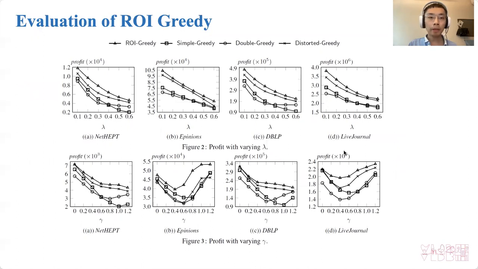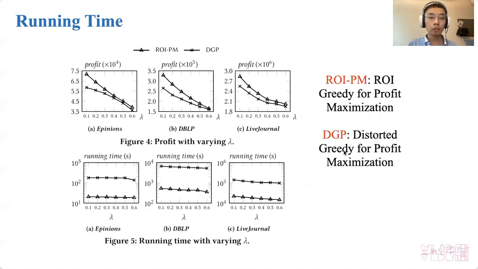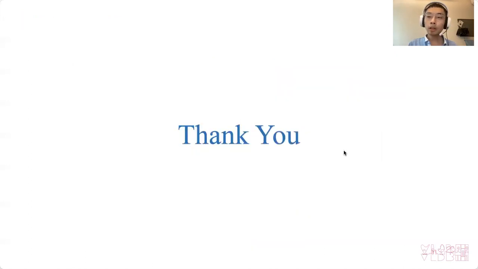In the second experiment, we change the cost of nodes by varying lambda and gamma. Again, for all settings, our algorithm obtains the maximal profit. In the third experiment, we test the running time when the algorithms can achieve the claimed guarantees. As shown in the figure, compared with distorted greedy for profit maximization, our IPM obtains a larger profit while using a shorter running time. Thank you for your attention.